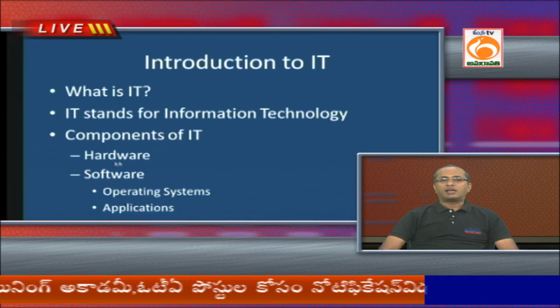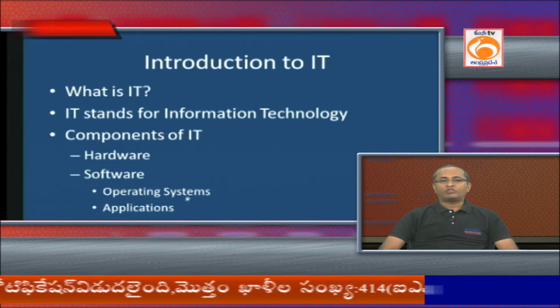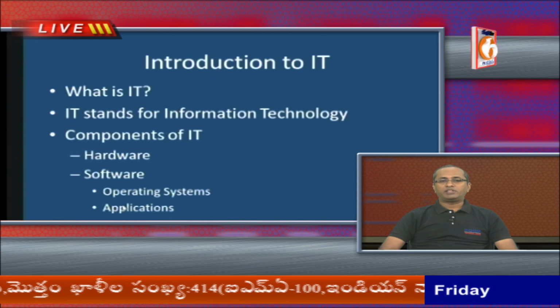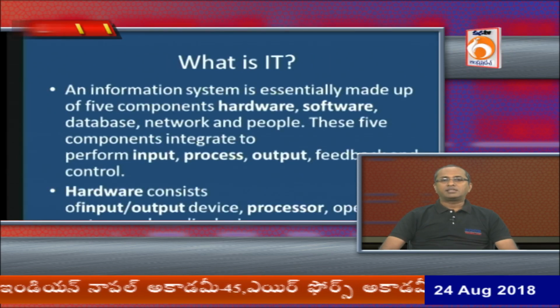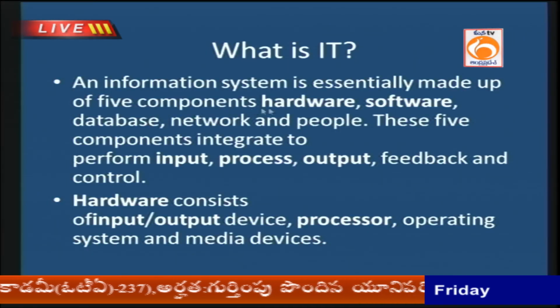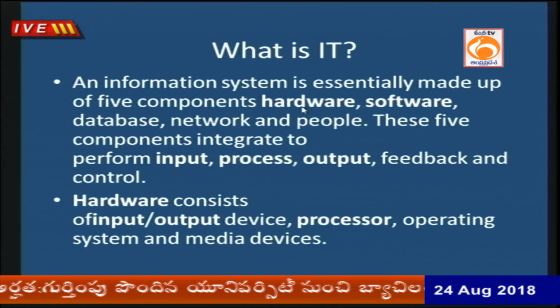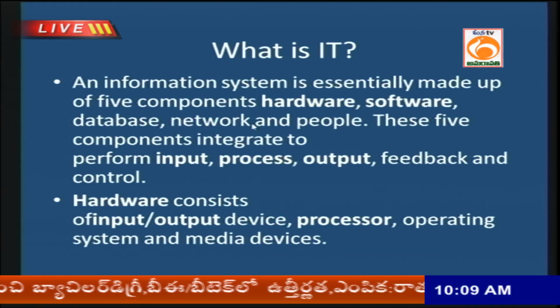Okay. So, the components of IT are hardware and software. Under the software we have operating systems and applications. Let us also see what an information system is. An information system is essentially made up of 5 components: the hardware which we have just discussed, the software, the database, the network, and the people.